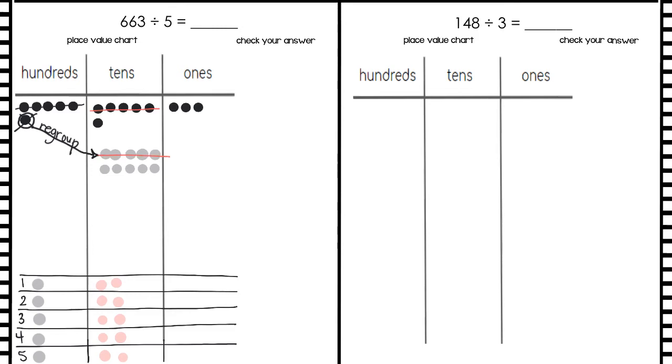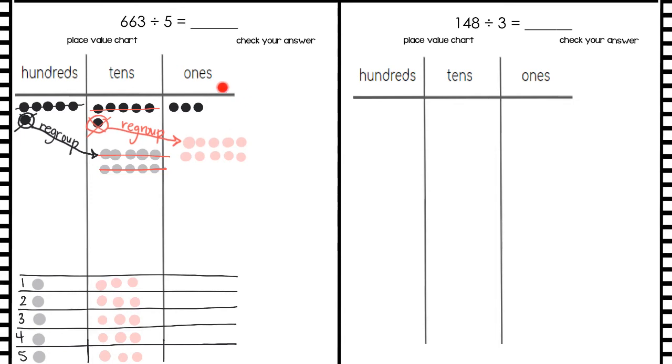I have 6 tens left, so I have enough to do another group. 110, 120, 130, 140, 150. That is another group of 5 that we have used. We have 15 tens crossed out, and we have 15 put into groups. We have 1 ten left that we need to regroup. So 1 ten becomes 10 ones. And there are my 10 ones. I have regrouped that 10, so I cross it out.